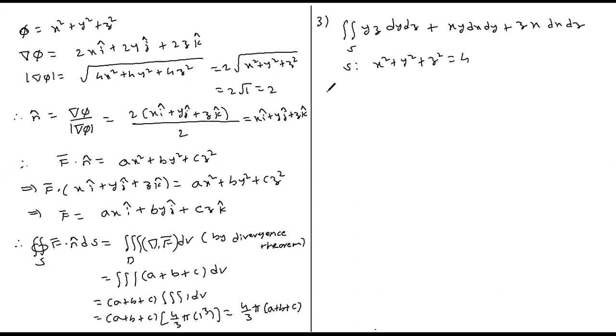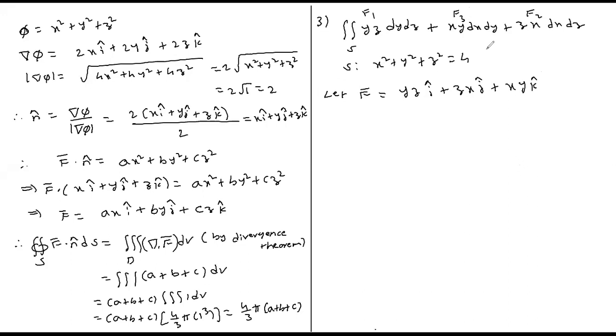So what would be f bar then? yz i bar, so this is f1. Next f2, that means dx dz, zx, f2 means j bar. The y variable is missing, so zx j bar. Where the z variable is missing, that is the f3 component, so xy k bar. So this is f1, this is f2, and this is f3.